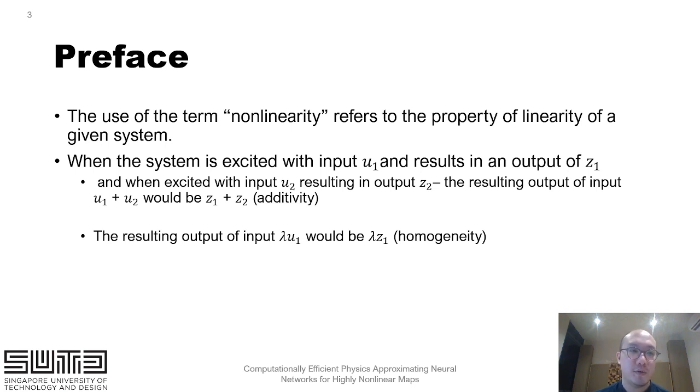To start the presentation, I would like to preface the use of the term nonlinearity, as it refers to the property of linearity of a system that adheres to additivity or homogeneity, or does not adhere to, which is opposed to function nonlinearity.